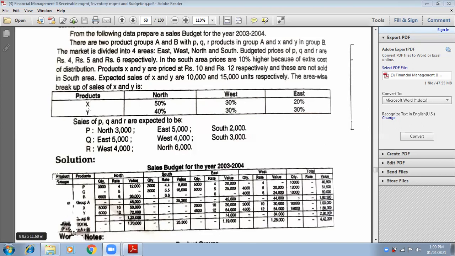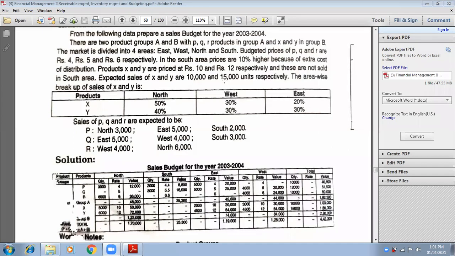Now product Y. So now come to the product Y. Now Y is sold 40% in north, 30% in west, and 30% in east. So now what you need to do, how many units are there for Y? Total units 15,000. For Y, total number of units are 15,000.